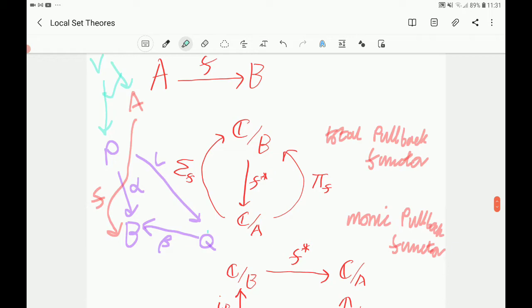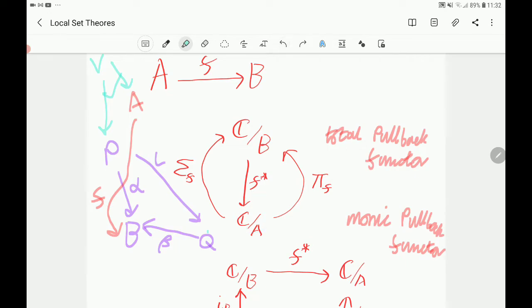But anyway, another thing we can do: the objects of C slice B are arrows into B. So if we just restrict our attention to the monomorphisms, then we can look at how all this works on the full subcategory of C slice B on the monomorphisms into B. And the interesting thing is that doing a pullback on a monomorphism gives a monomorphism.